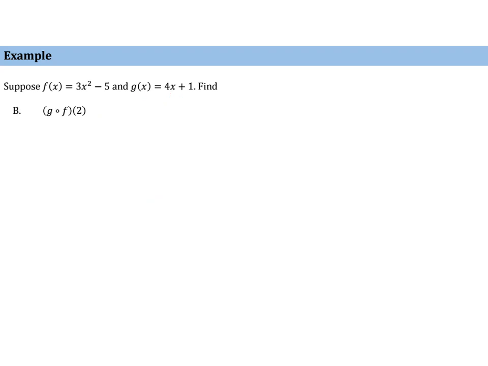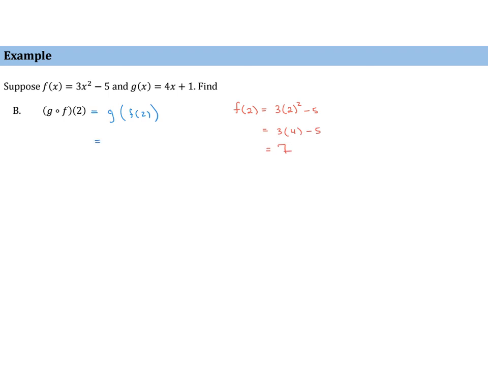Now let's look at g composed with f of 2. So this means that we are looking at g of f of 2. So this means that f is getting applied first. So let's find f of 2. So f of 2 will be 3 times the square of 2 minus 5. So that's 3 times 4 minus 5. And that should give us 7.